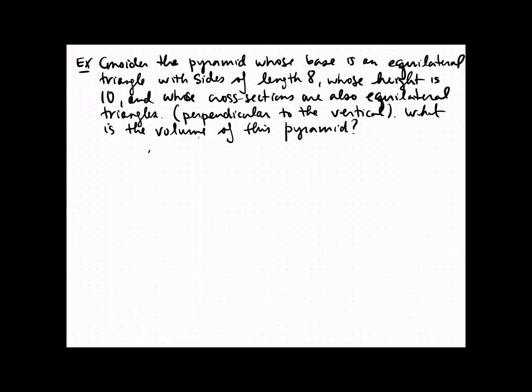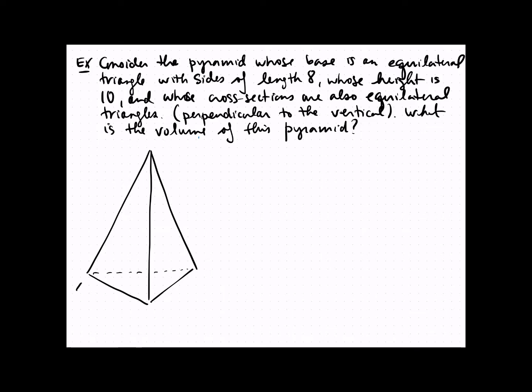So let's see how we should set this up. Imagine this is our pyramid. Its base is side length 8, and it's 10 units tall. And we want to calculate its volume.